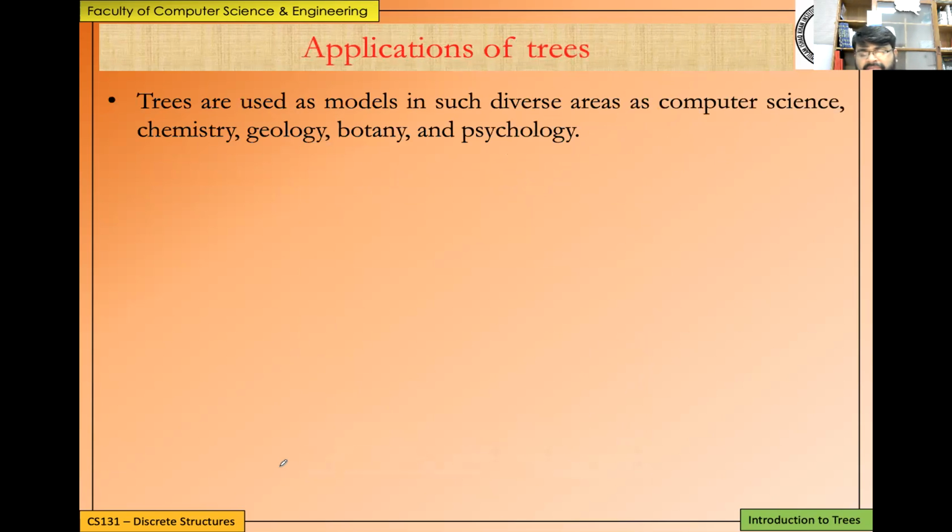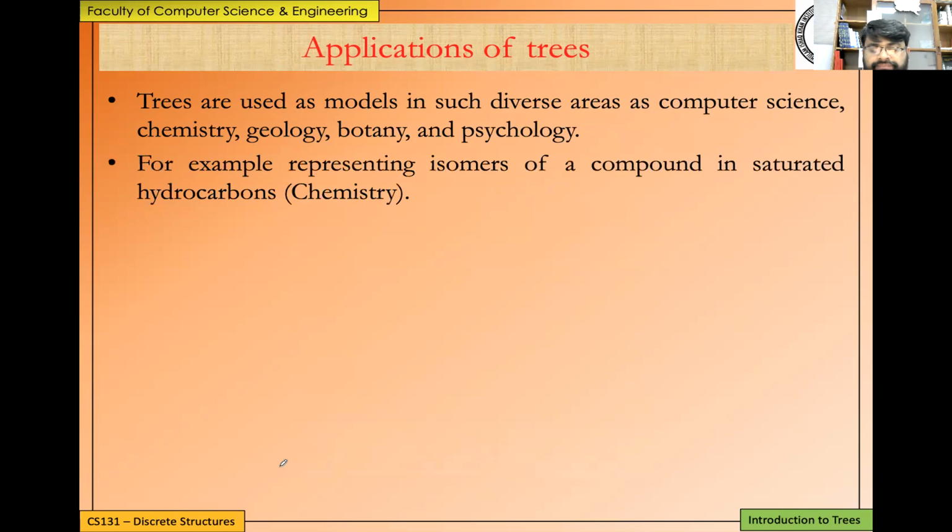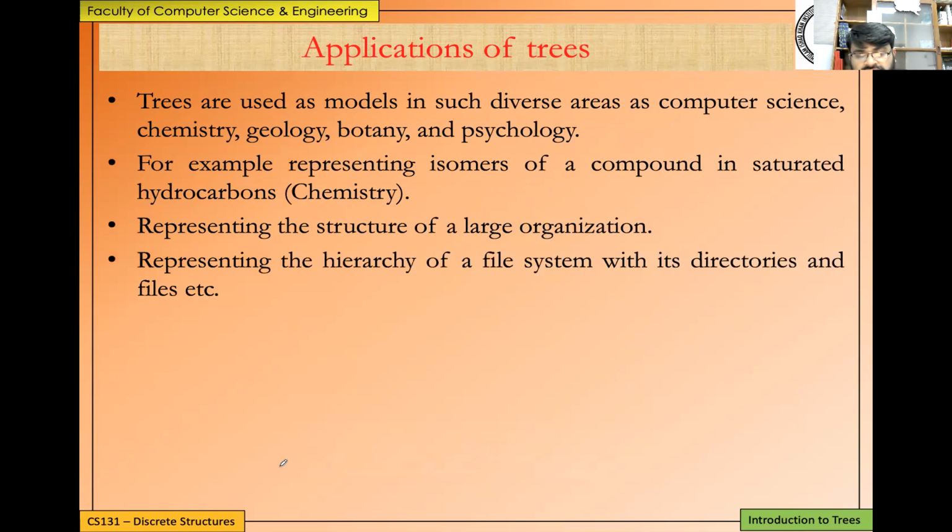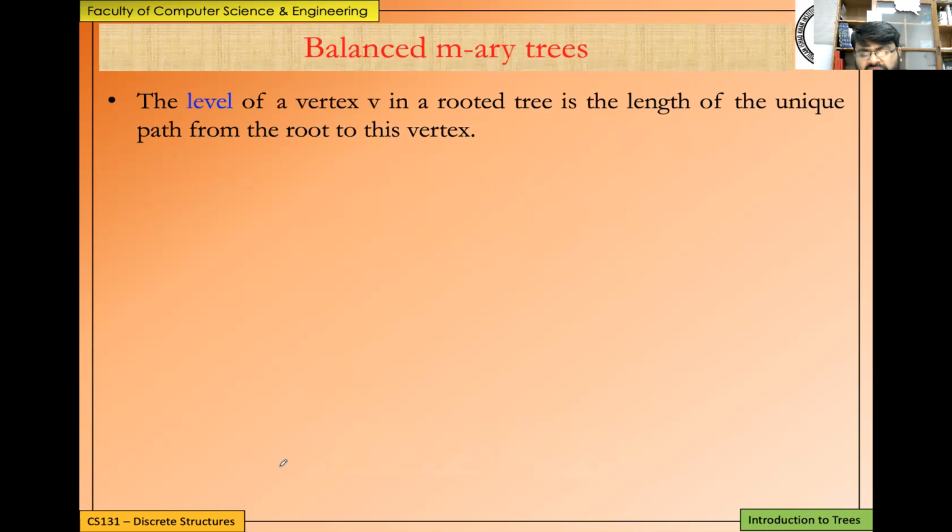So let's talk about some applications of trees. Trees are used as models in such diverse areas as computer science, chemistry, botany, and psychology. For example, representing isomers of a compound in saturated hydrocarbons in chemistry, you are using trees. If you're representing the structure of a large organization, maybe in psychology, or the hierarchy of a file system with its directories and files, you might have seen that example in the fundamentals of computer science course, and so on.